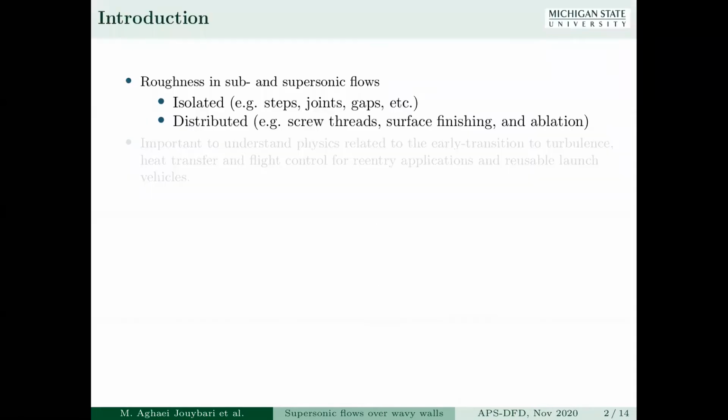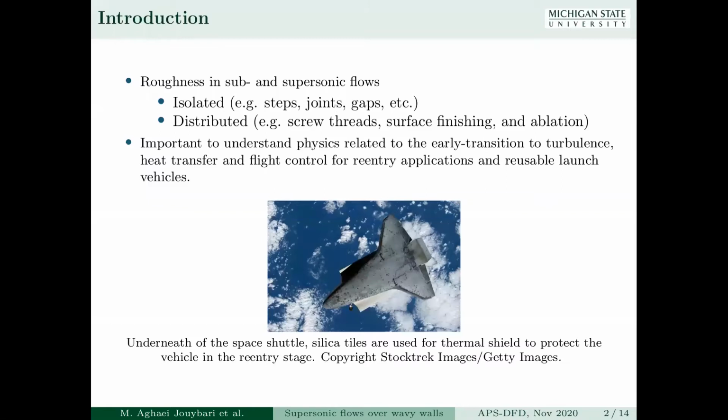State University. Surface roughness can emerge as either isolated roughness like steps, joints, gaps, or a distributed roughness like screw threads, surface finishing, and ablation. Roughness is important to understand the physics related to the early transition to turbulence, heat transfer, and flight control.